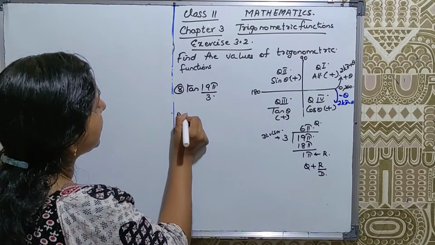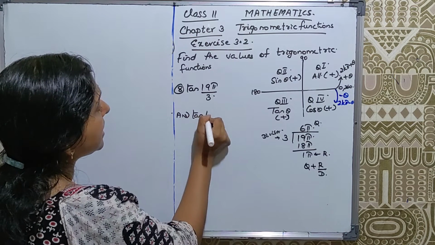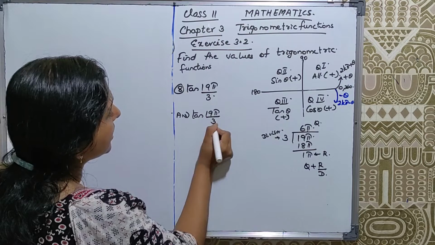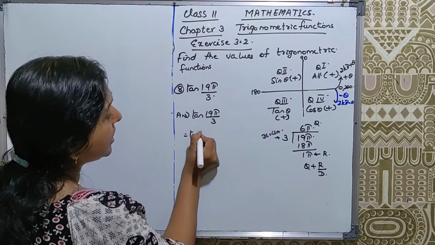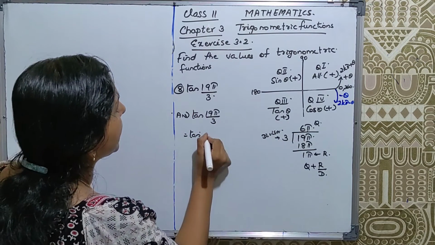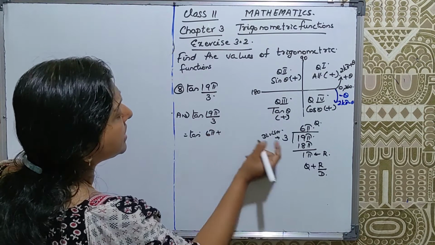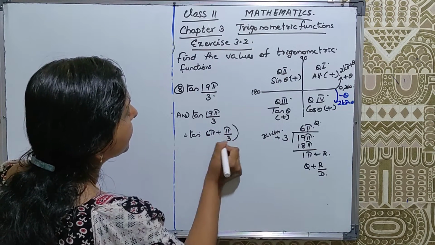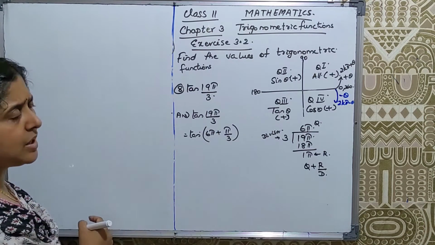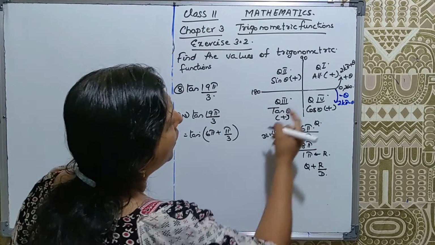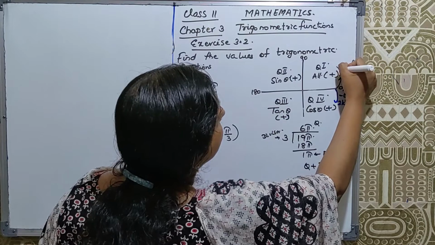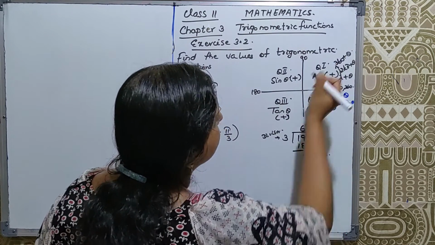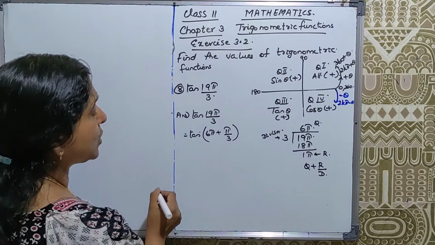So in the answer part we'll write tan 19π/3, which is equal to tan of quotient 6π plus remainder 1π divided by 3. Any 360 plus theta, or 2kπ plus theta, will belong to quadrant 1. So 360 plus theta or any multiples of 360 plus theta belong to quadrant 1.